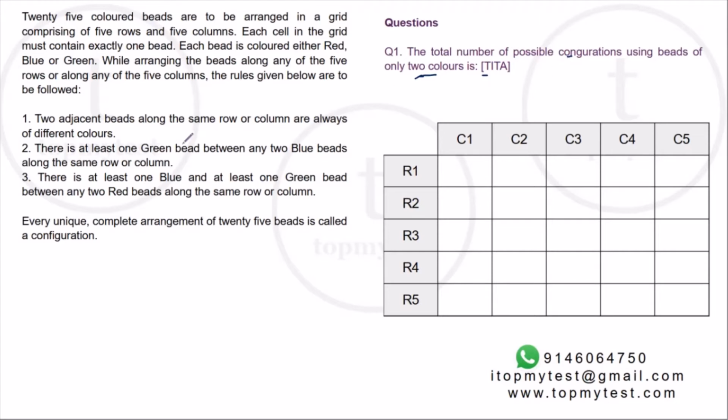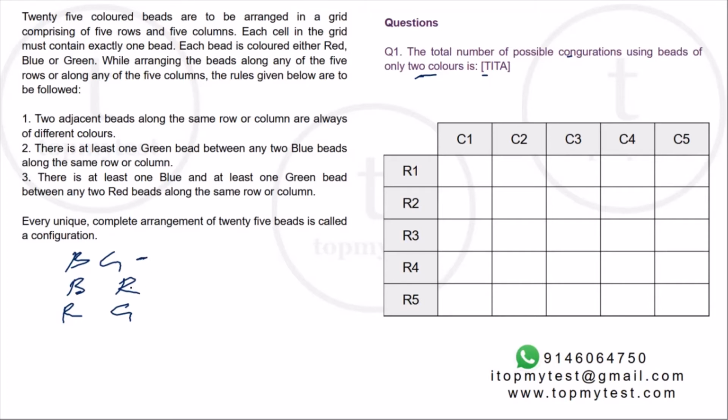Okay, so if I choose only two colors out of three, right? So you can have blue plus green, blue plus red, red plus green. These are the possibilities. How many ways are possible? Now with blue green, I know the condition is there is at least one green bead between any two blue beads, and I also know two consecutive beads cannot be the same color. Okay, so this we might be able to solve.